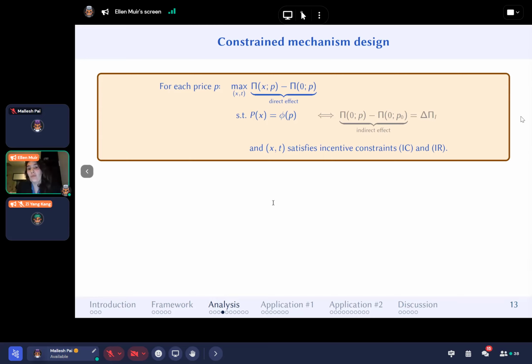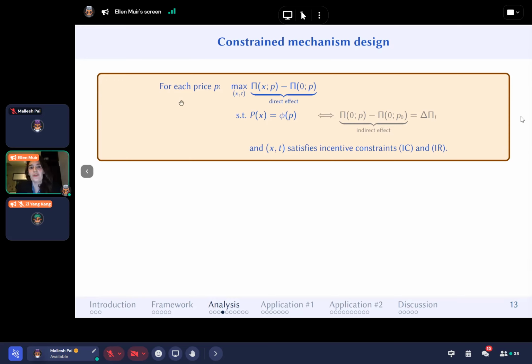We're going to take that problem, which is perhaps most naturally or initially thought of as a fixed point problem, and then map it to this nested optimization problem where the inner problem that we're going to be solving is essentially a constrained mechanism design problem.